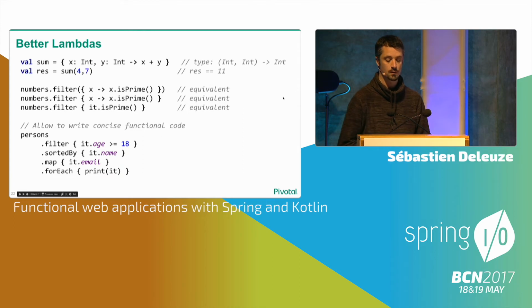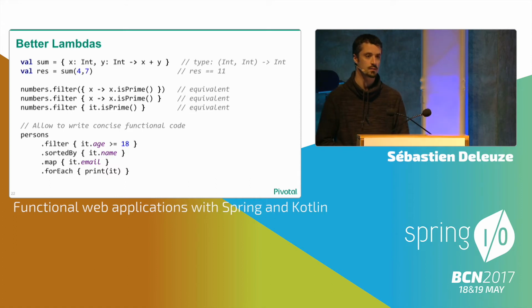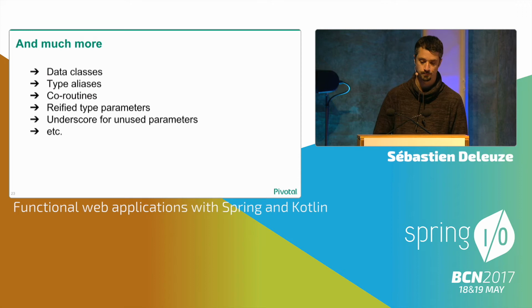You can remove the parentheses for the last lambda parameter, so these three variants of filter are equivalent. Also, if you have just a single lambda parameter, you can omit it, and it will use the it default parameter, allowing shorter syntax and allowing you to write concise functional code.